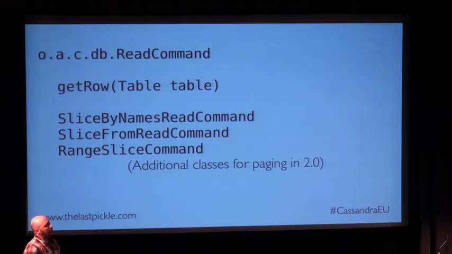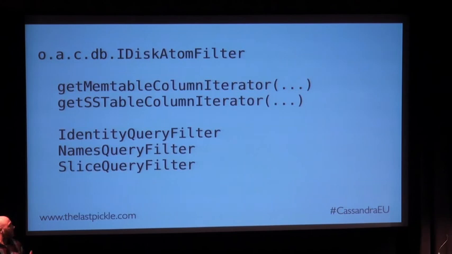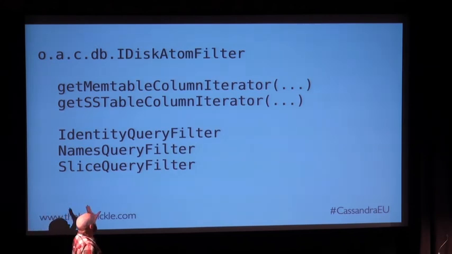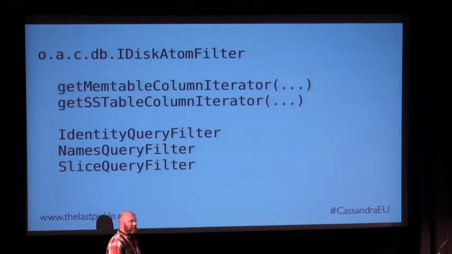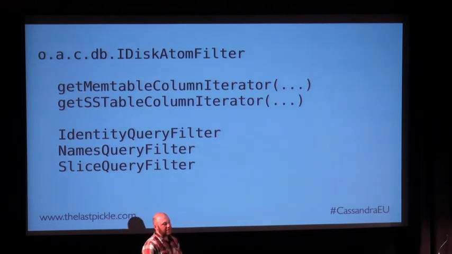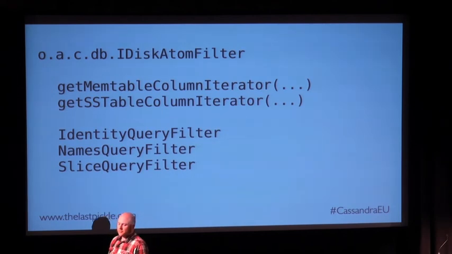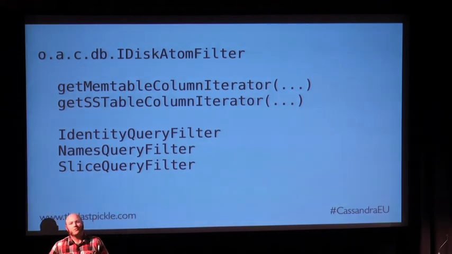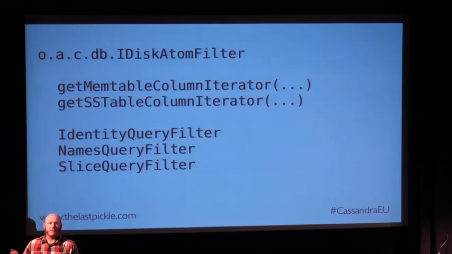There are some additional classes now in here for 2.0 because you've also got paging support in there. And the read commands use some things called the disk atom filters. And from this point on, it's just iterators all the way down. We can get a bunch of iterators for the memtables. And we always say the column family only has one memtable at a time. In reality, there's only one that we write to, but there can be others that are sitting in the flush queue waiting to get written out. There can be others that are actually getting written out. We're still going to get those and read from them.